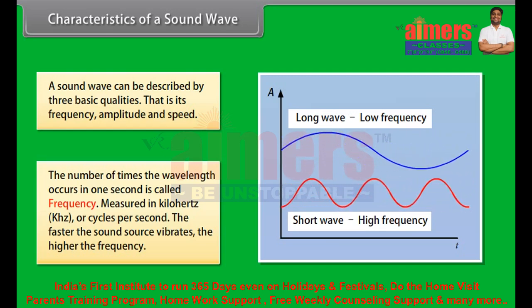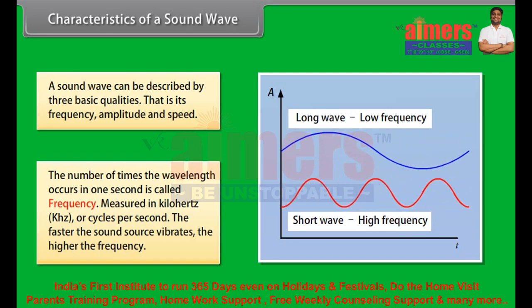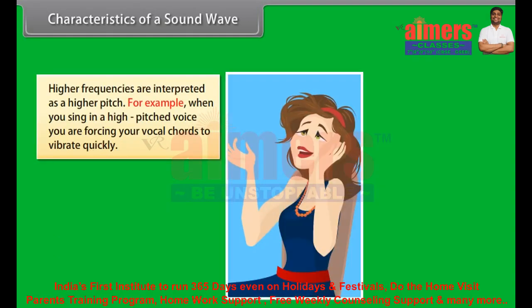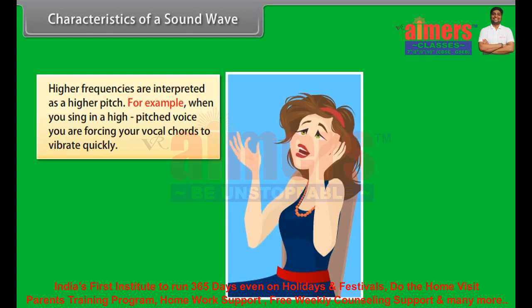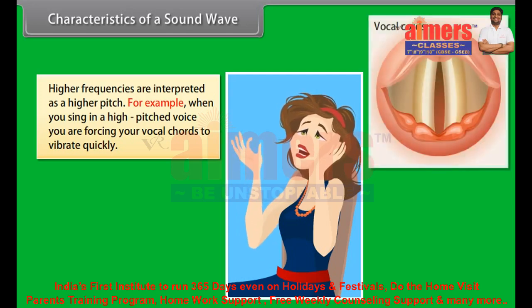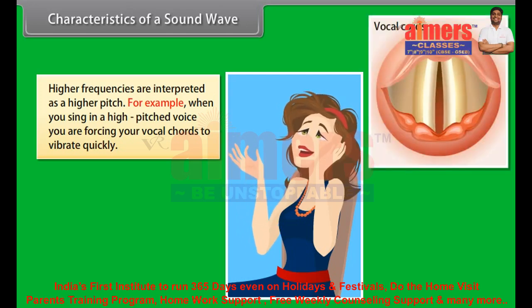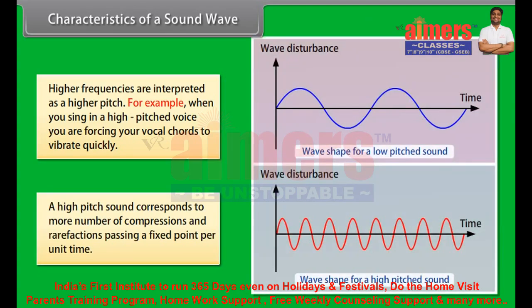The faster the sound source vibrates, the higher the frequency. Higher frequencies are interpreted as a higher pitch. For example, when you sing in a high-pitched voice, you are forcing your vocal cords to vibrate quickly. Thus, a high-pitched sound corresponds to more number of compressions and rarefactions passing a fixed point per unit time.